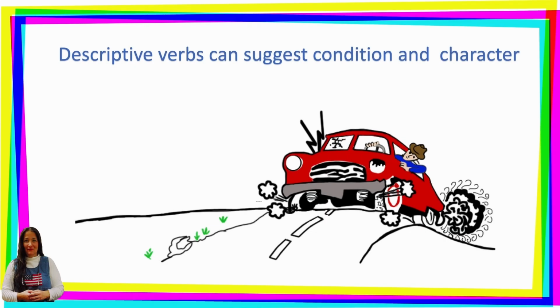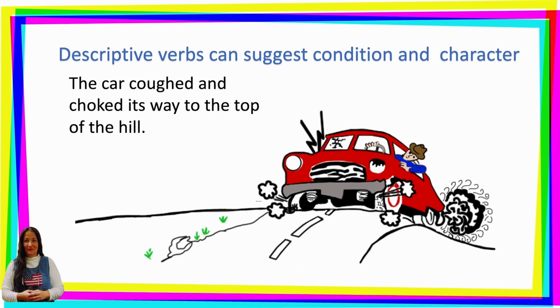Descriptive verbs can suggest condition and character. The car coughed and choked its way to the top of the hill. Yes, that's still personification. You can hear the verbs.